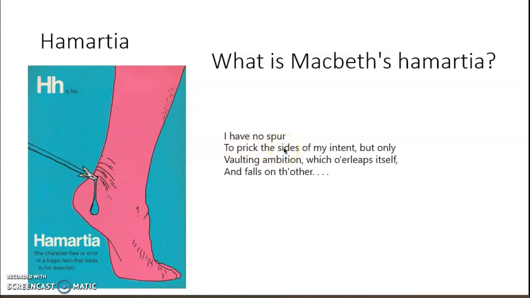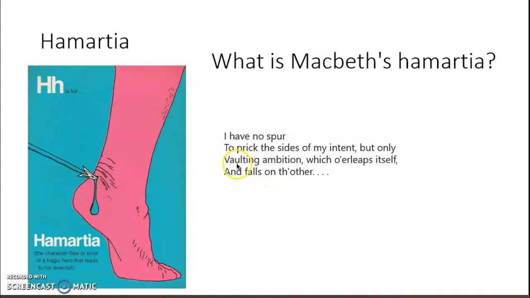Macbeth is using a metaphor here, a piece of animal imagery, which Mr. Bell was talking about a few videos ago, to suggest that he himself is a horse, and the only thing that's going to make him go faster is this spur, and the spur that he's talking about is vaulting ambition. That's the thing that's going to get him to do all these terrible deeds.